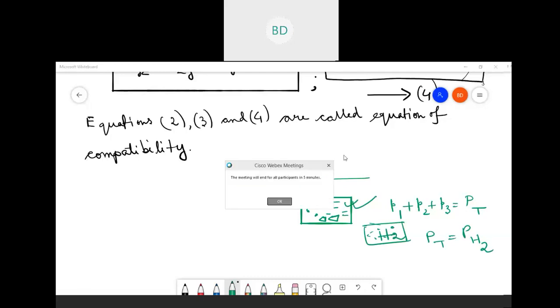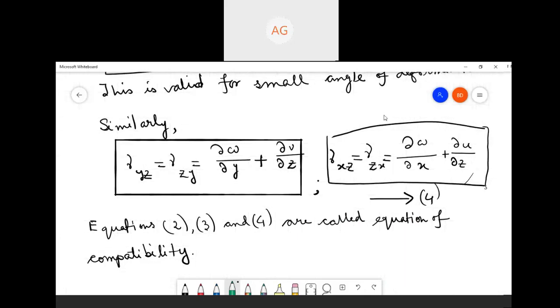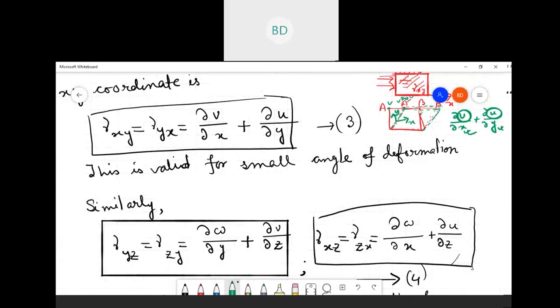So Gurung, am I clear? Yeah, okay. You refer to this figure, then you can understand why. Because in this direction phi changes with respect to x, the change in displacement. This is not velocity. This is the position change.